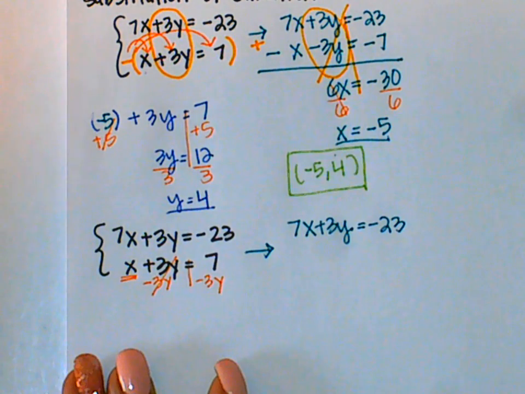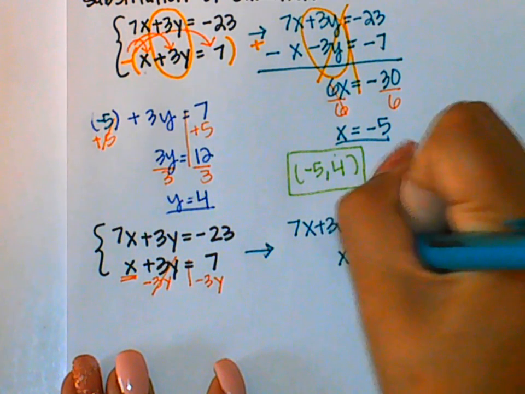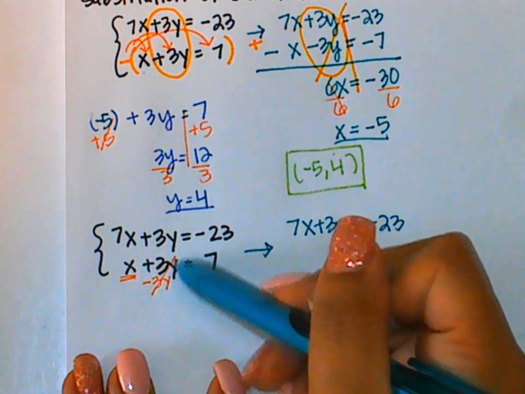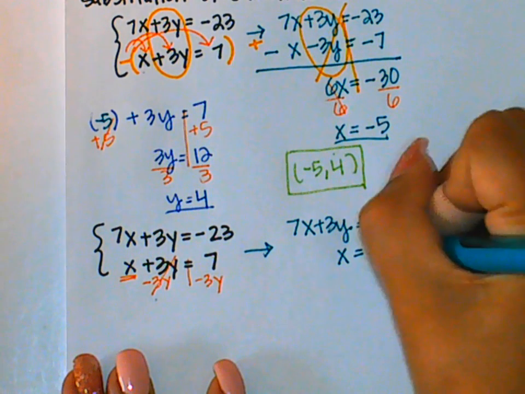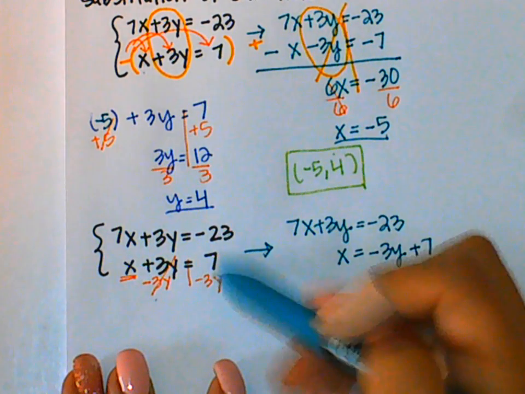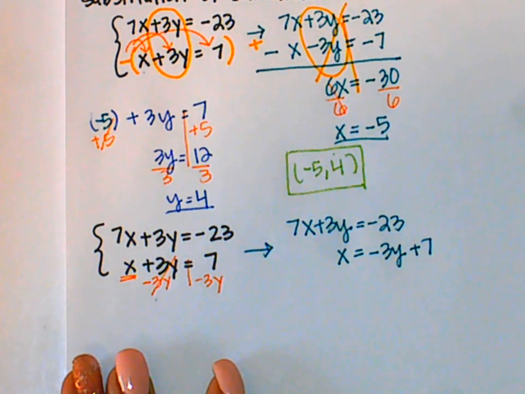So here, since that canceled, I'm left with my x. And I like to line up my equal signs. It just makes it easier for me. That canceled out, so I am left with negative 3y plus 7. I can't combine these two, so I just write them as an equation.